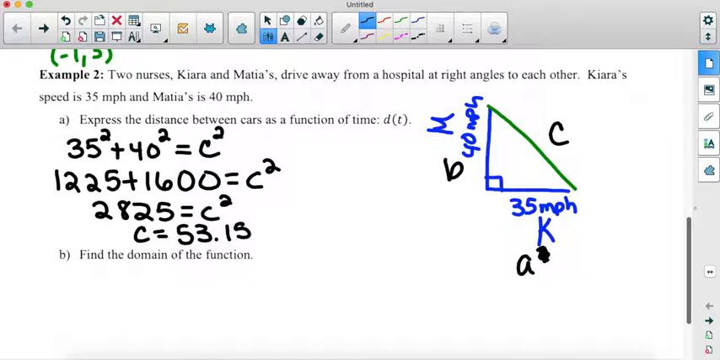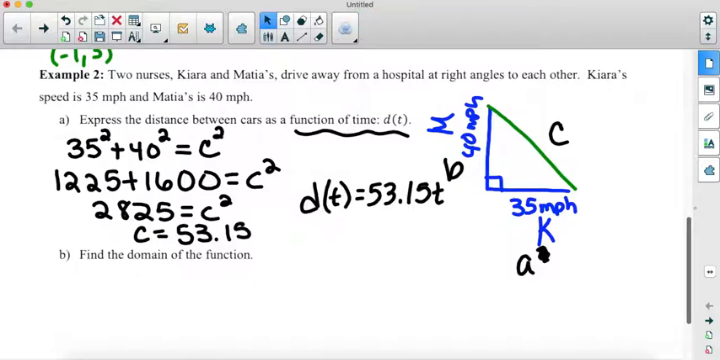That's really talking about the miles per hour, so we need to put a variable on that when we talk about this as a function of time. So the distance in terms of time is going to be 53.15 times whatever the time is, in this case, hours. So every hour they're going to get roughly 53 miles away from each other.